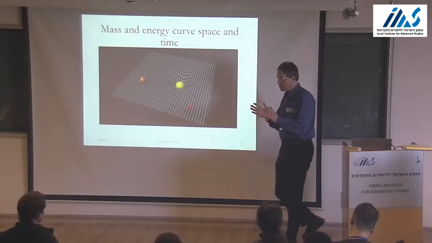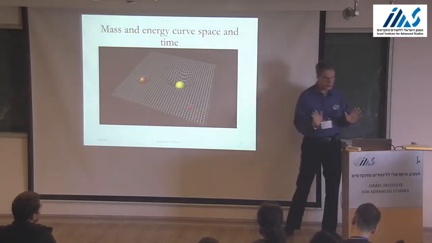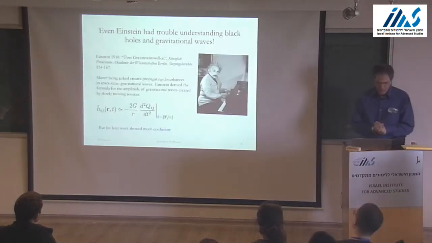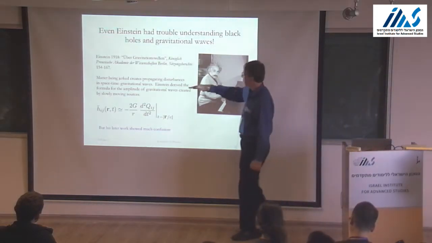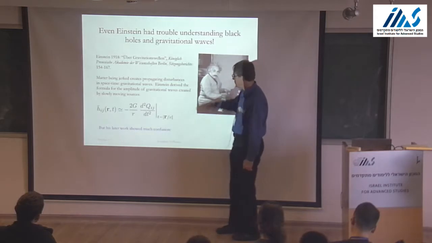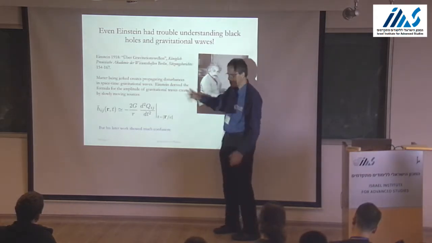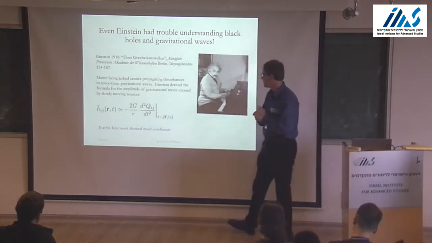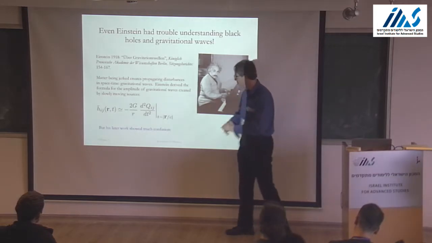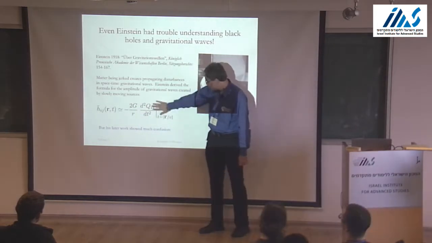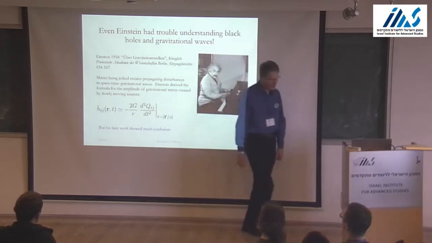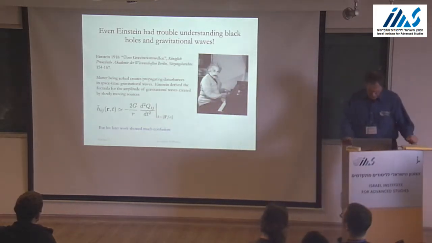If you find any of this difficult and confusing, you're in very good company. So in 1918, Einstein wrote his famous paper on gravitational waves, in which he pointed out that matter being jerked around in space-time creates disturbances and gravitational waves, and derived the equation for the amplitude of the gravitational waves in terms of the time-varying quadrupole moment.